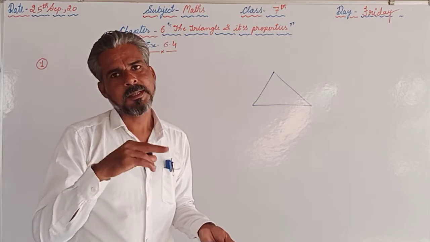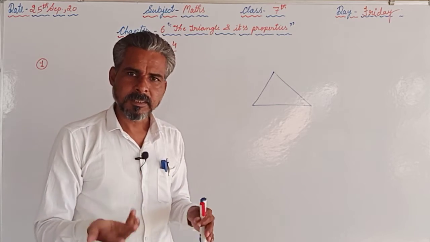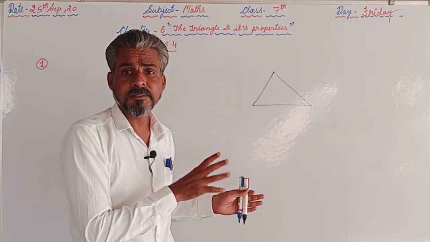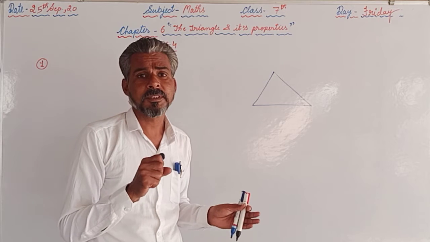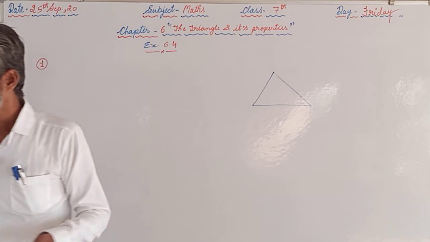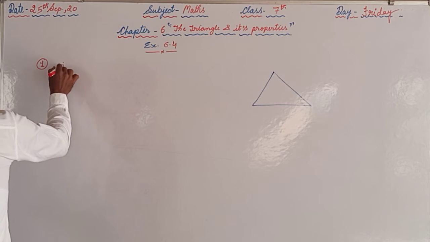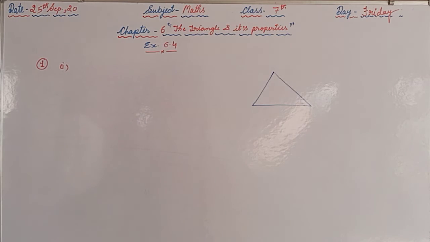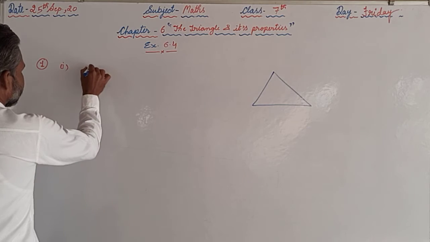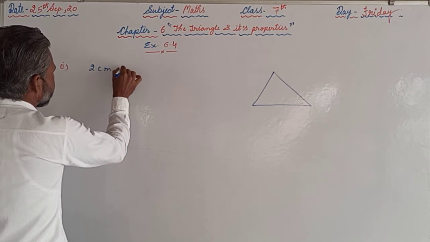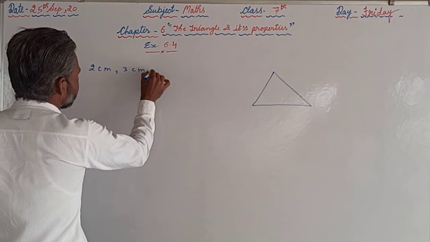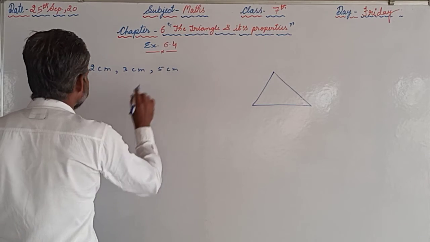Two sides का sum हमारे third side से बड़ा होना चाहिए. Any of the sides we are supposed to take, we are supposed to check for all the three sides. So in the first part it is given that sides of the triangle are 2, 3 and 5 centimeter, 2 centimeter, 3 centimeter and 5 centimeter.